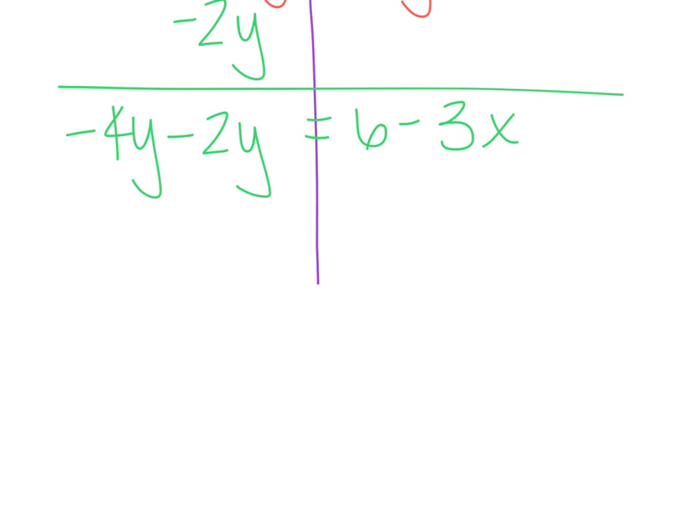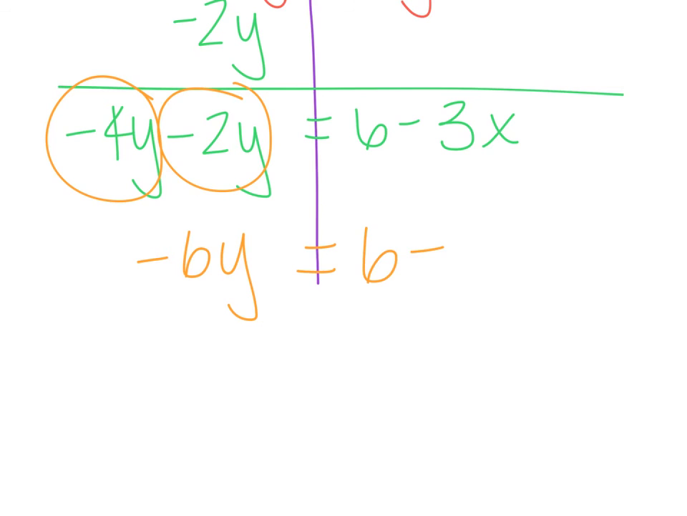So I can combine stuff together. I can combine now. I have a negative 4y and a negative 2y, which together is negative 6y, equals 6 minus 3x. I cannot combine 6 and negative 3x together because 6 doesn't have an x and negative 3x does. So my final step is to get y completely alone, which means I need to isolate the variable. I need to get rid of that negative 6.